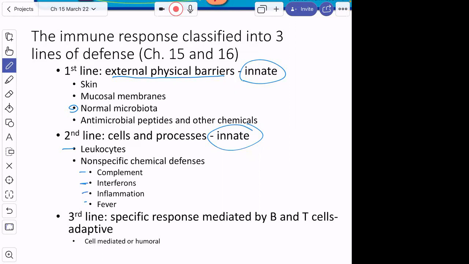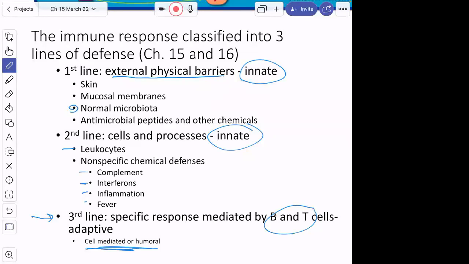Where our third line is considered our very specific responses generated by B cells and T cells. And that response is extremely specific. Sometimes we call that a cell-mediated or humoral response. Typically, the T cells are considered cell-mediated, and the B cells, which make antibodies, are in our humors or in our blood. Okay, so that's just a little overview of where we're going.